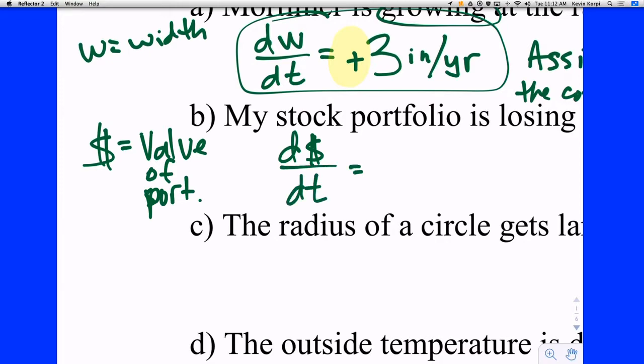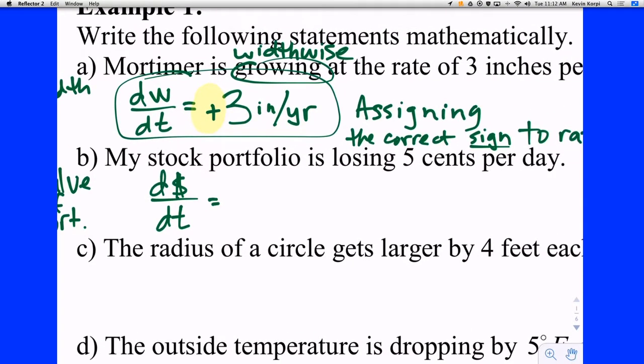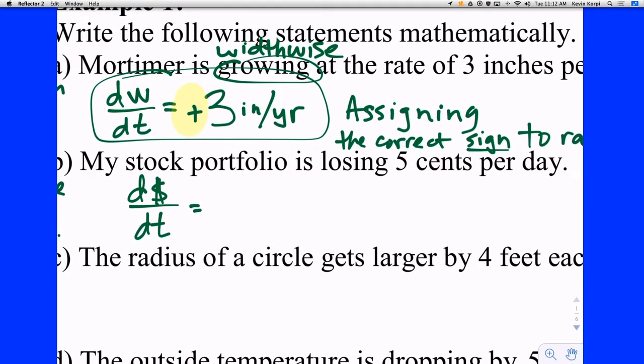Cool, I like it. It's a variable. We've never done this before, ever. Woohoo. All right, 5 cents per day. That's a rate, right? Cents per day. So that's 5 and the cent sign per day. Cool. Done, yeah? No. Because I'm losing 5 cents per day, the rate is negative. There you go. Now that makes sense.